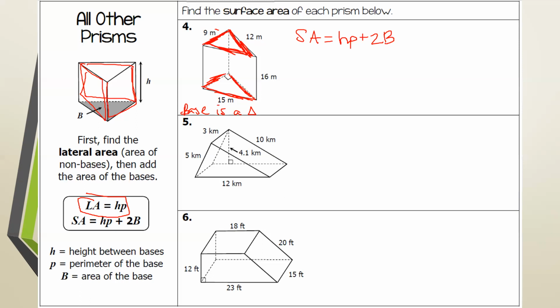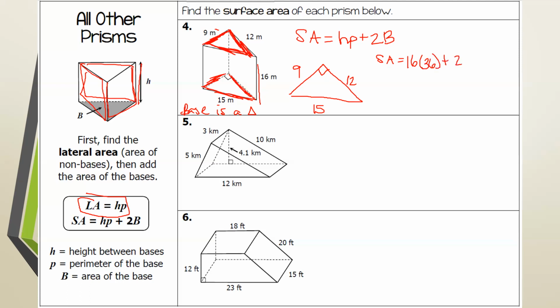So if it helps you to redraw the base, be my guest. Our base is a right triangle. I know that the hypotenuse of that is 15. The legs are 12 and 9. Okay. So to find our surface area, I'm going to have the height of the prism. The height is the distance between the bases over here, 16. The perimeter of the base, we're going to add these 3 numbers together, 9 plus 12 plus 15. So the perimeter is 36.